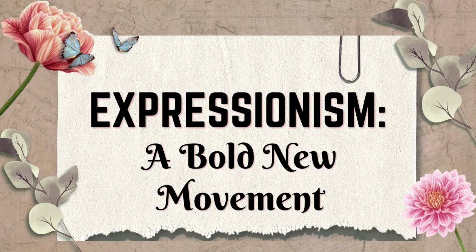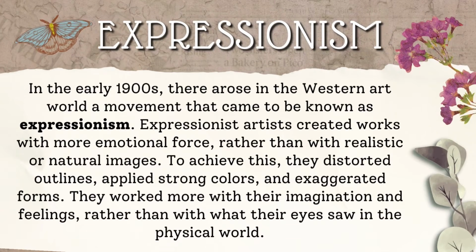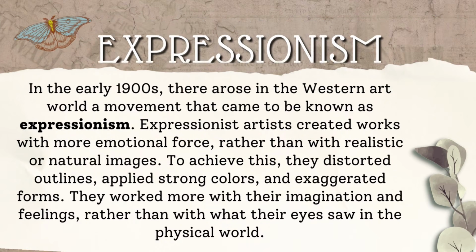Let's first talk about Expressionism, a bold new movement. In the early 1900s, there arose in the Western art world a movement that came to be known as Expressionism. Expressionist artists created works with more emotional force rather than with realistic or natural images. To achieve this, they distorted outlines, applied strong colors, and exaggerated forms. They worked more with their imagination and feelings rather than with what their eyes saw in the physical world.